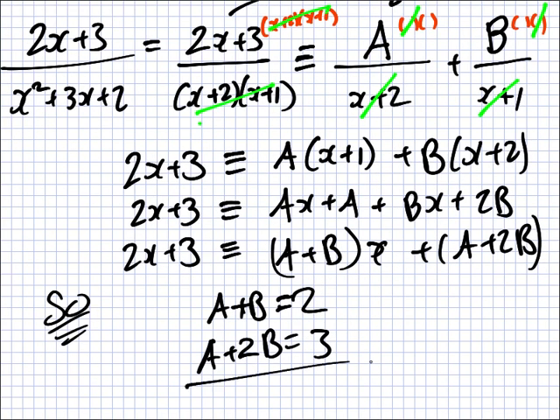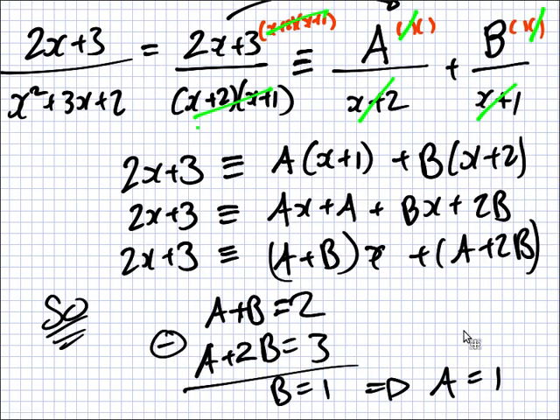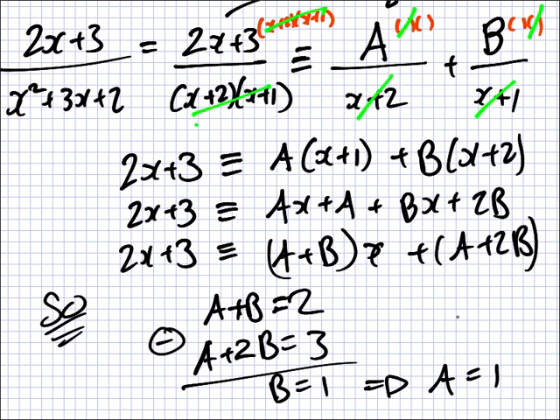Okay, now if you minus here, you get b equals 1, and then that means a equals 1. So we found a and b. Okay. That's one way to do it. You can write that down.